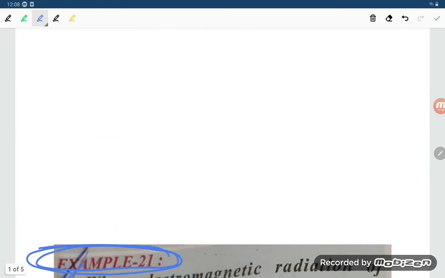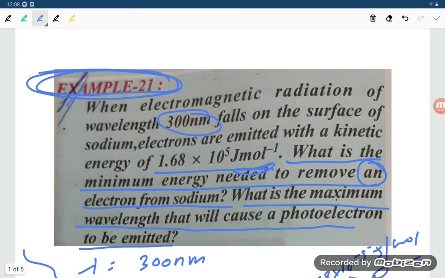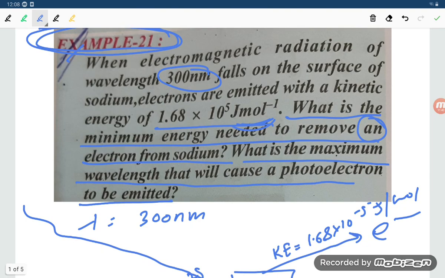So this is all about this problem, student. You need to solve this question 3-4 times. Don't think you will be able to solve it in one attempt.